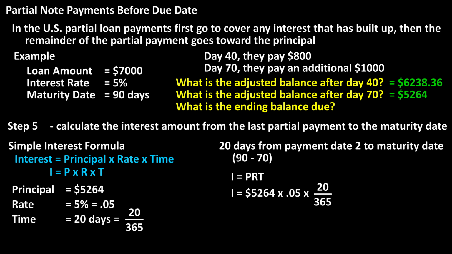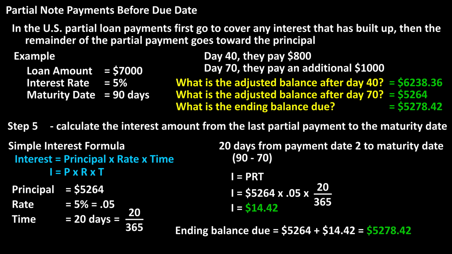Plugging into the formula, we have $5,264 times 0.05 times 20 over 365, which calculates to $14.42 rounded off. And this is the interest that is accumulated over the 20 days since the second payment. So we need to add this interest of $14.42 to the adjusted balance of $5,264, which equals $5,278.42. And this is the ending balance due.